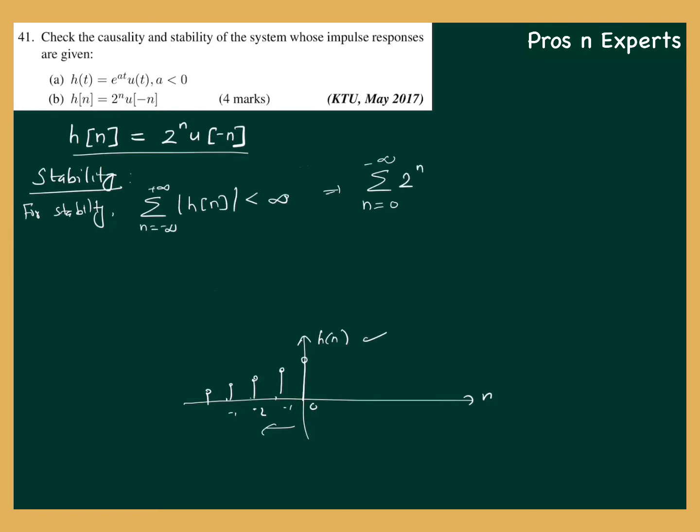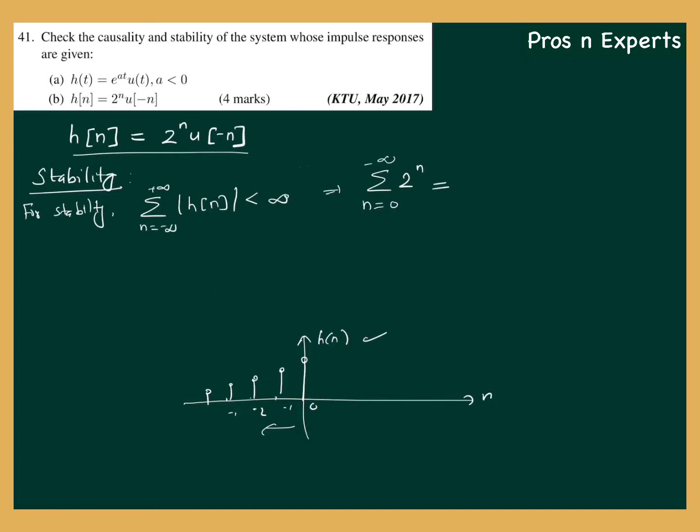You don't have to write u of minus n any further because we have truncated the signal to the left of the n-axis due to the presence of u of minus n, and u of minus n is 1 in that interval, so you don't have to write it any further. So this is sigma n equal to 0 to minus infinity 2 raised to n. The only choice before us is to expand that summation.